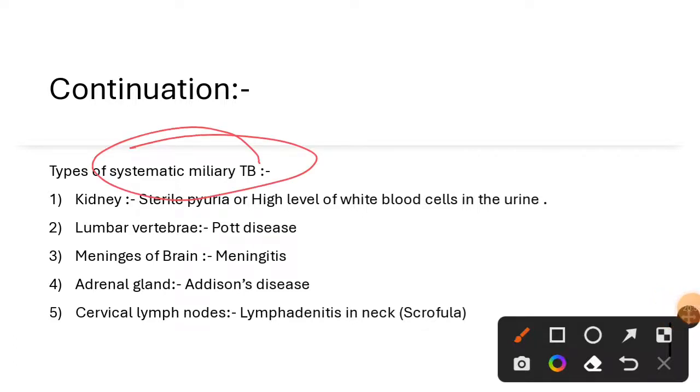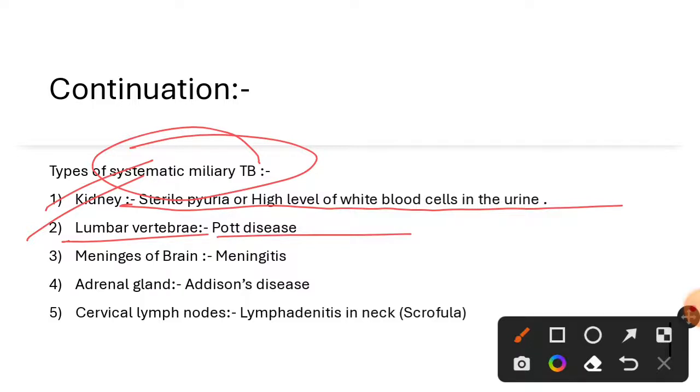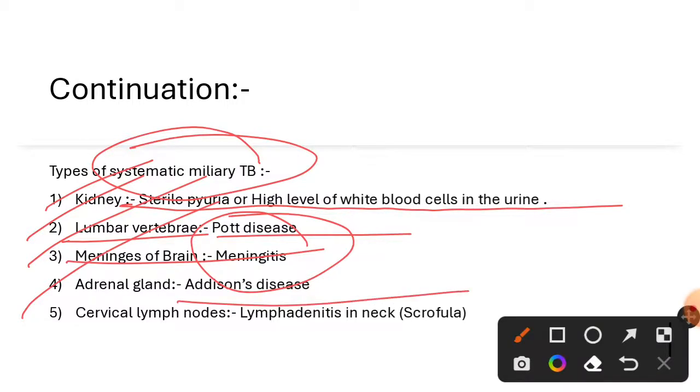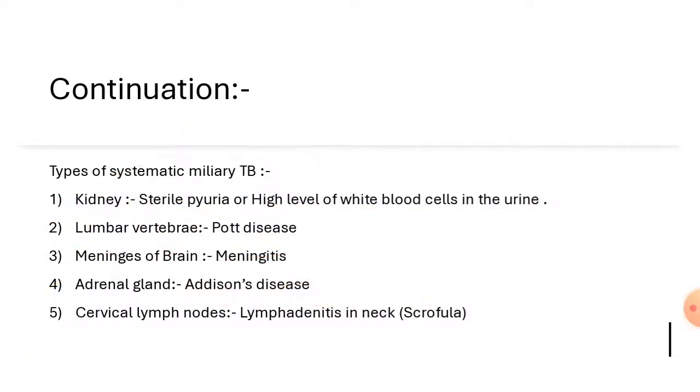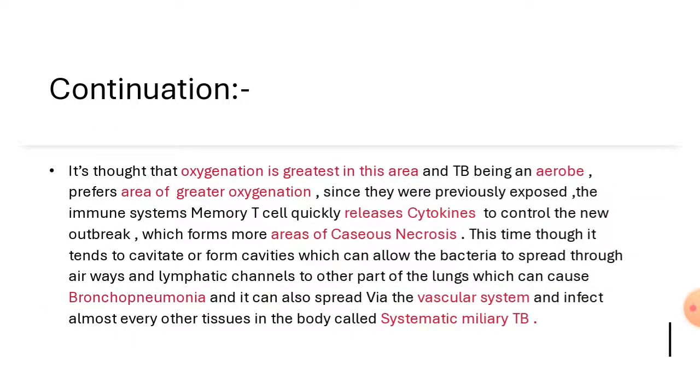They can go to the kidney, causing sterile pyuria, or a high level of white blood cells in the urine. They can go to the lumbar vertebra, causing Pott disease. They can go to the meninges of the brain, causing meningitis. They can go to the adrenal gland, causing Addison's disease. They can go to the cervical lymph node, causing lymphadenitis in the neck, which is known as scrofula. So that is all you need to know about the pathogenicity of Mycobacterium tuberculosis.